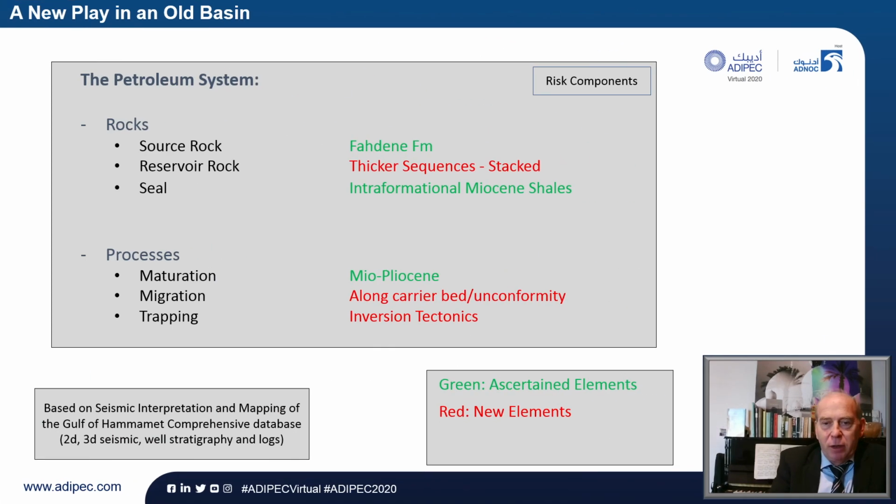In order to explain our new play concept, we are going through the different elements of the petroleum system: the source rock, the reservoir rocks and the seals, and the processes that have occurred in time: maturation of hydrocarbons, migration and the trapping. On the right side you see in green elements that are basically well known in the area, and in red a few elements that we will introduce as new concepts.